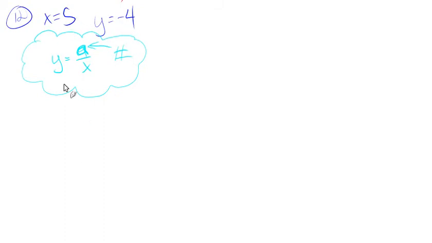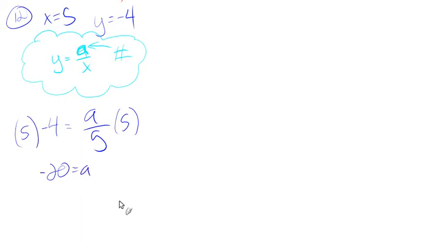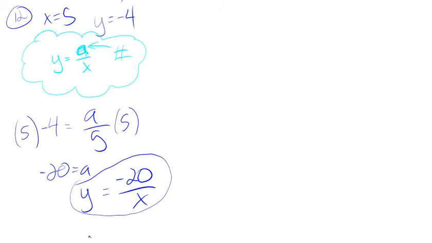There's lots of examples that would work. We should be able to plug in any x we want and then get whatever y comes out. So one example is when we put in 5 for x, we get -4 for y. So what would that mean that a has to be? Well, if we just multiply by 5 on both sides, we're just solving for a here, -20 equals a. So apparently we just need to take -20 divided by whatever x is, and that'll give us y. This is an inverse variation equation.